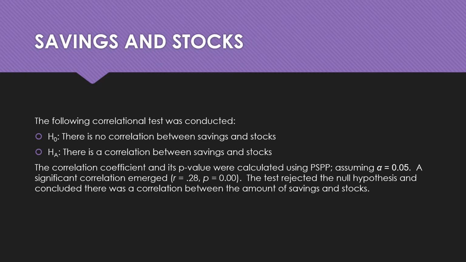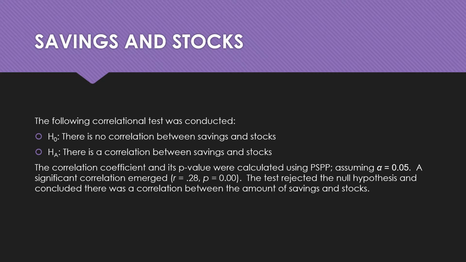So the next one is savings and stocks. The null hypothesis is there is no correlation between savings and stocks. The alternative is that there is a correlation between savings and stocks.